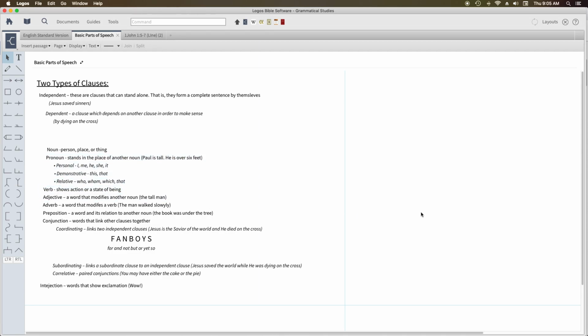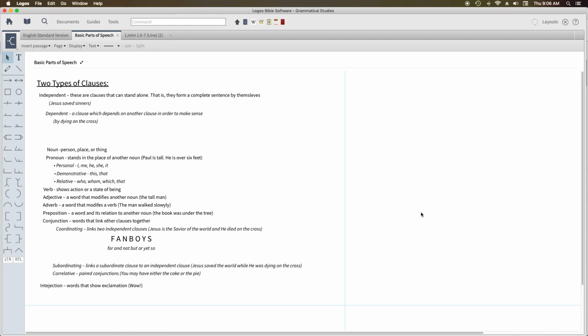Then you have verbs. No need to go over verbs too much. Verbs show action or a state of being, and I think we went over the types of verbs last time. I don't quite remember, but I think I did go over participles, infinitives, and finite verbs. They're going to be your three main verbs that you run into. There's not too much to say about that. They just show action, they show a state of being, and they help complete a thought. So that's just the nature of a verb.